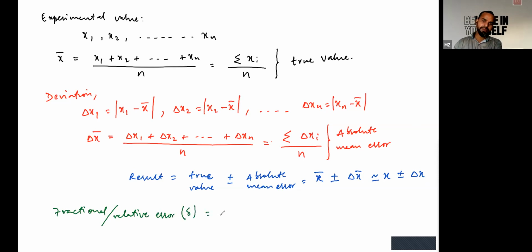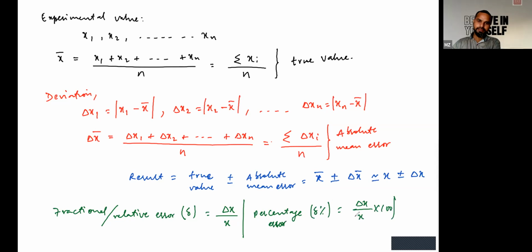Relative error is represented by delta, which is equal to delta x by x. Now, if you multiply this observation by 100, you will get percentage error. Delta percentage is equal to delta x by x into 100.